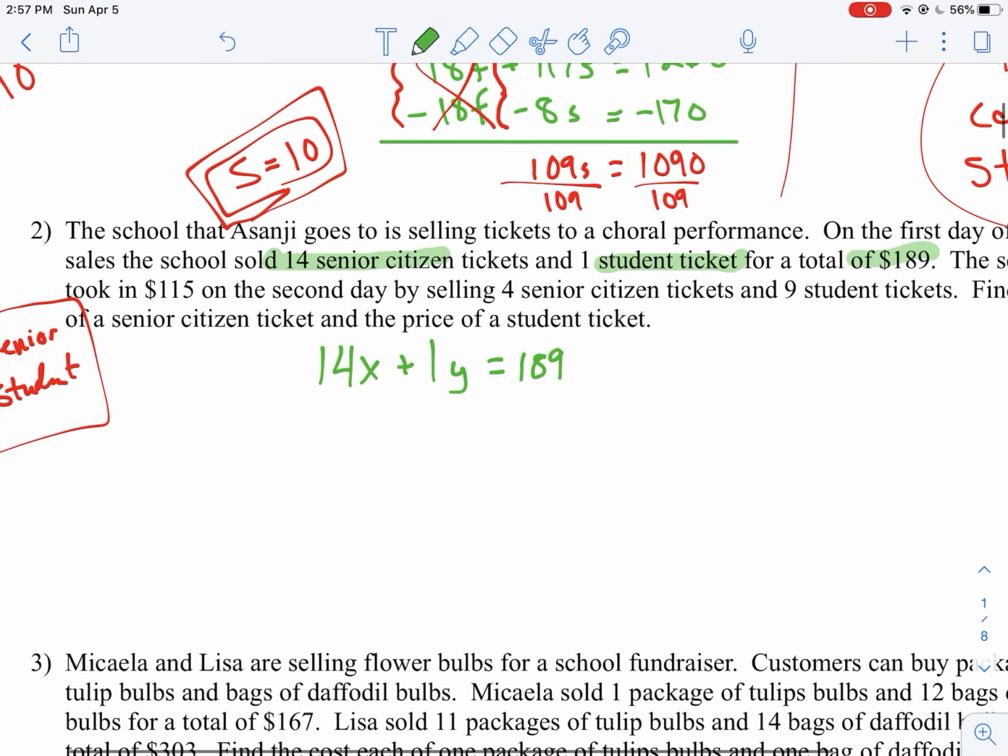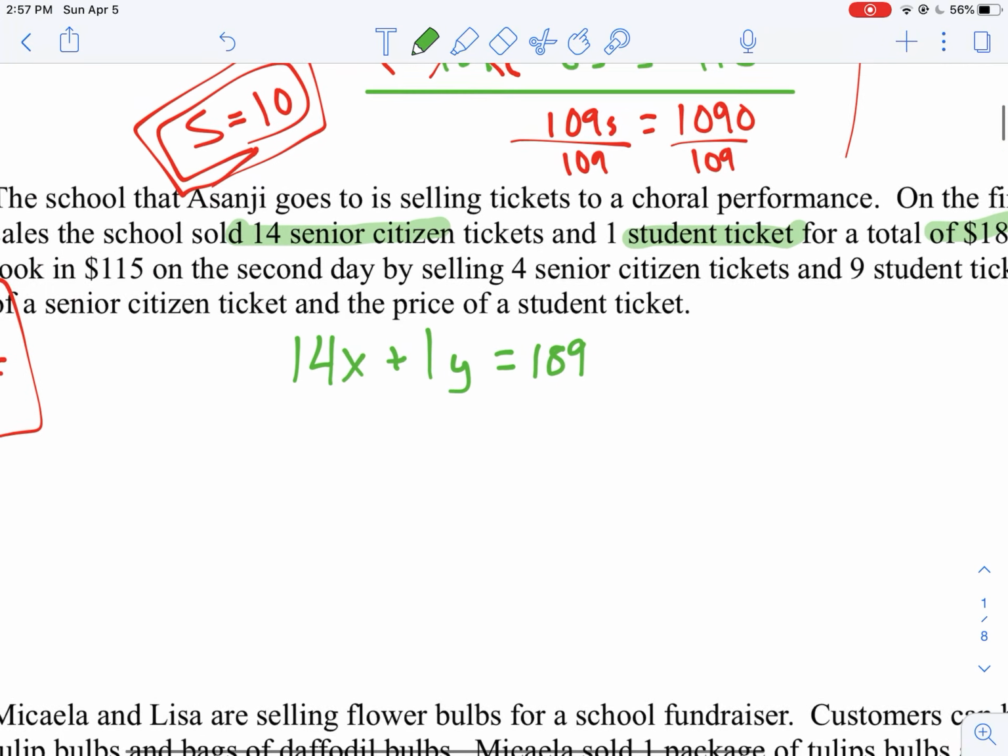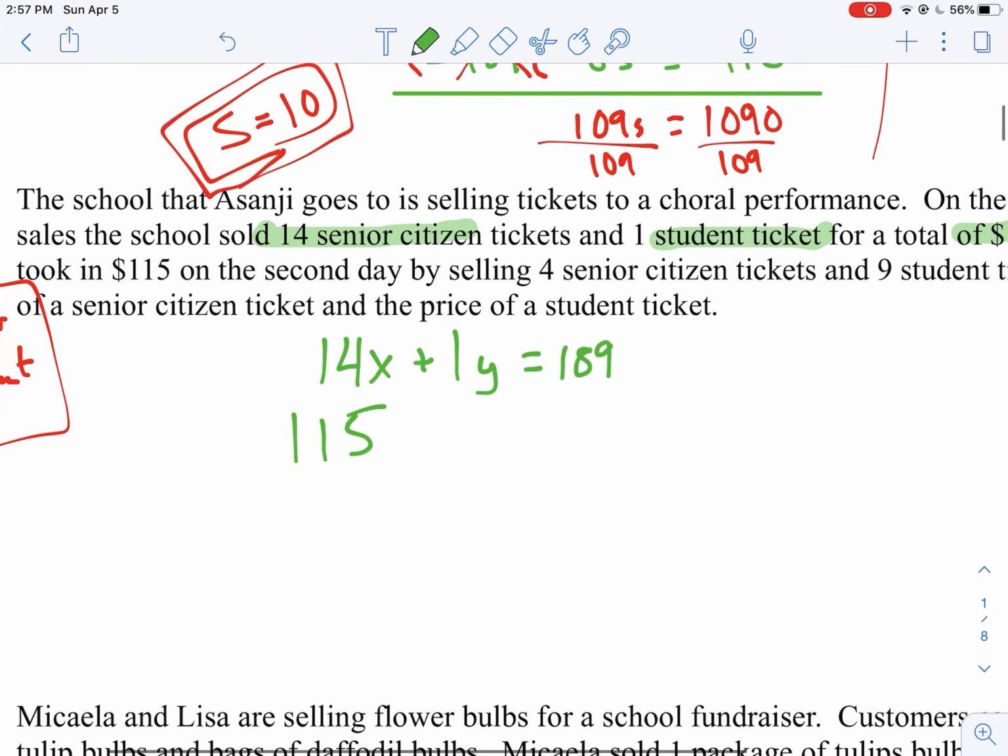On the school's second day, it says it took in $115. Do I put the $115 here? I would hope you would say no, because that's not the cost of a senior citizen ticket or a student ticket. That's the total, so that's actually going to go at the end. Sometimes they switch the order up, right? They put the money first in this case, trying to trip us up, but we know better. So the total is going to be $115.